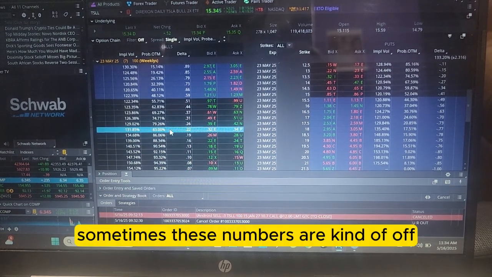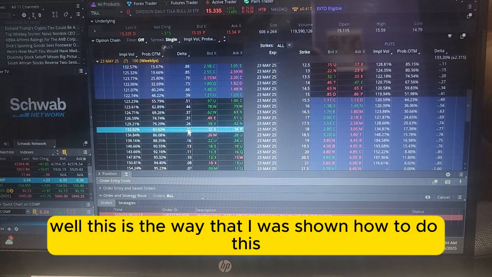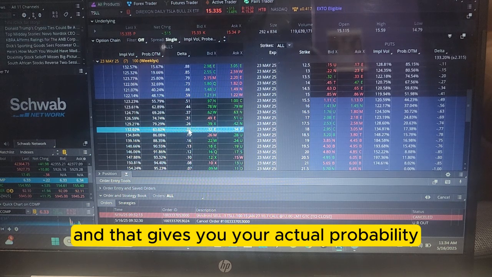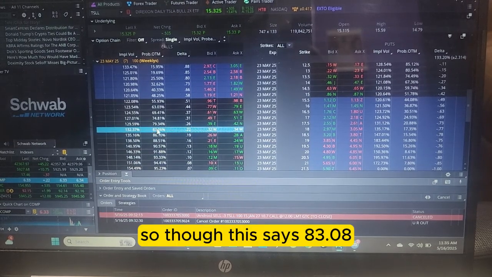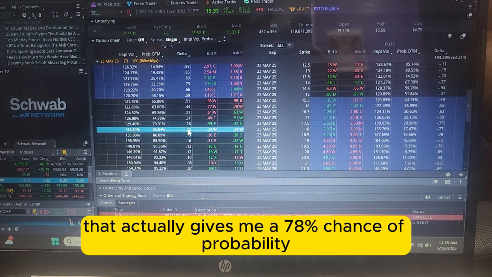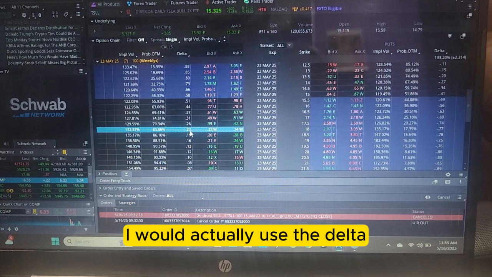Sometimes these numbers are kind of off, but when you use this actual delta right here, if you subtract, well, this is the way that I was shown how to do this. You subtract 100 from these numbers and that gives you your actual probability. So though this says 83.08, the delta says 22, that actually gives me a 78% chance of probability. So this is what I would use. I would actually use the delta.